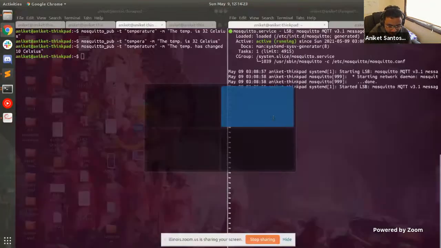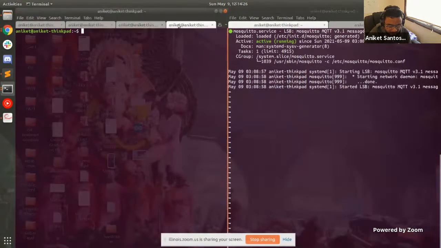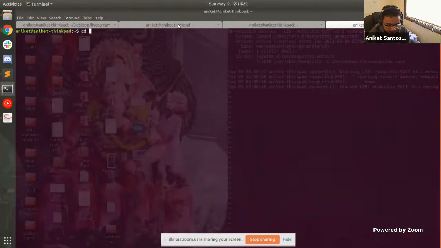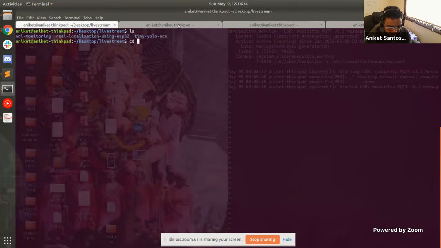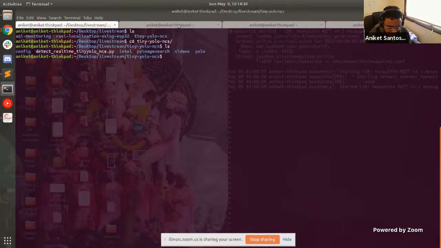And I've plugged the stick into my laptop. And let's try to run this up. So I have this simple tiny YOLO example here. Since I've plugged in this USB stick, I need to set up some variables so that my laptop recognizes this Intel stick. So I initialize the OpenVINO environment here.